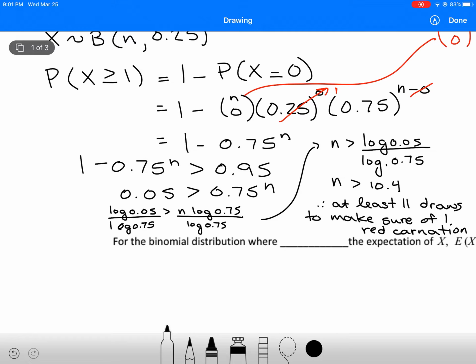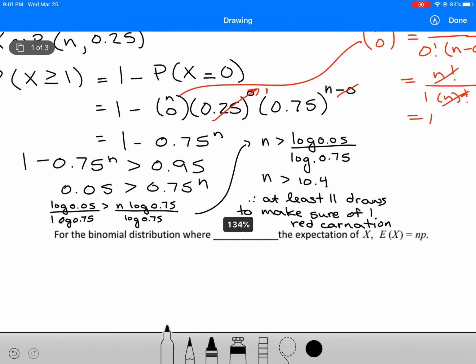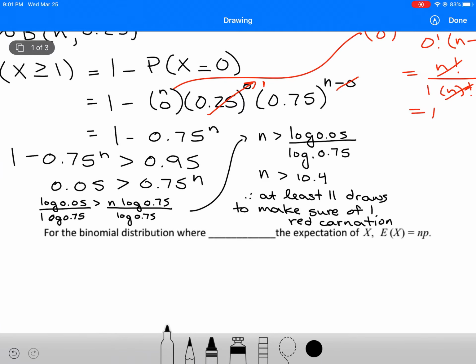Okay, so same idea as paint can questions. You get an answer like 2.6 cans of paint. That really means that you need 3 cans. This is the same idea. If n has to be greater than 10.4, the only way to do that is to draw 11 flowers.